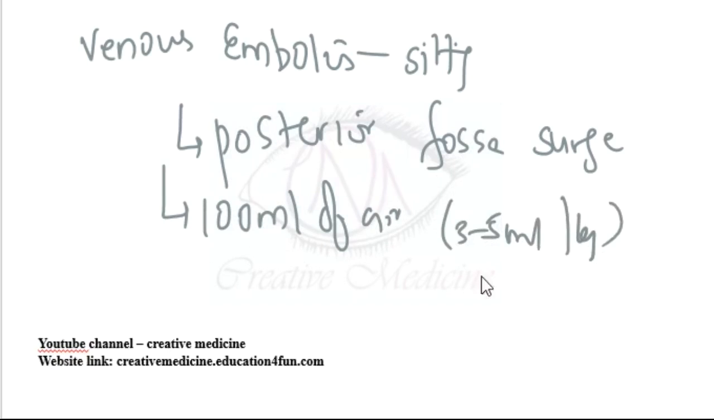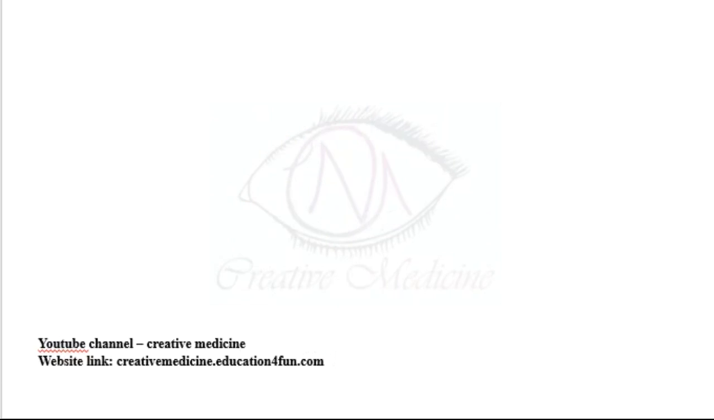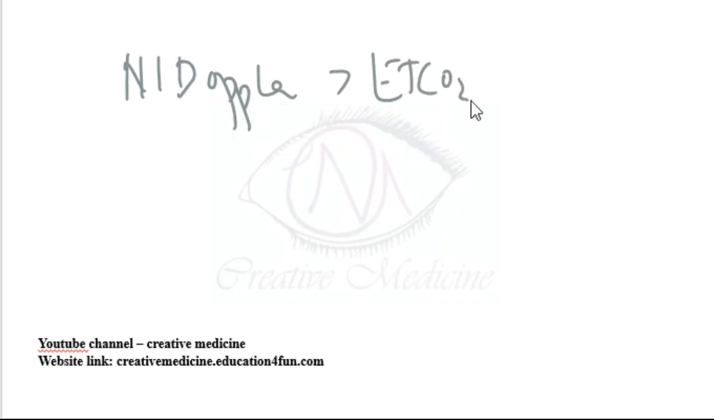In diagnosis, transesophageal echocardiography is the most sensitive, and we can quantify it. Transesophageal echocardiography is used first, followed by non-invasive Doppler, followed by EtCO2, followed by mill-wheel murmur. ETN2 is most specific.